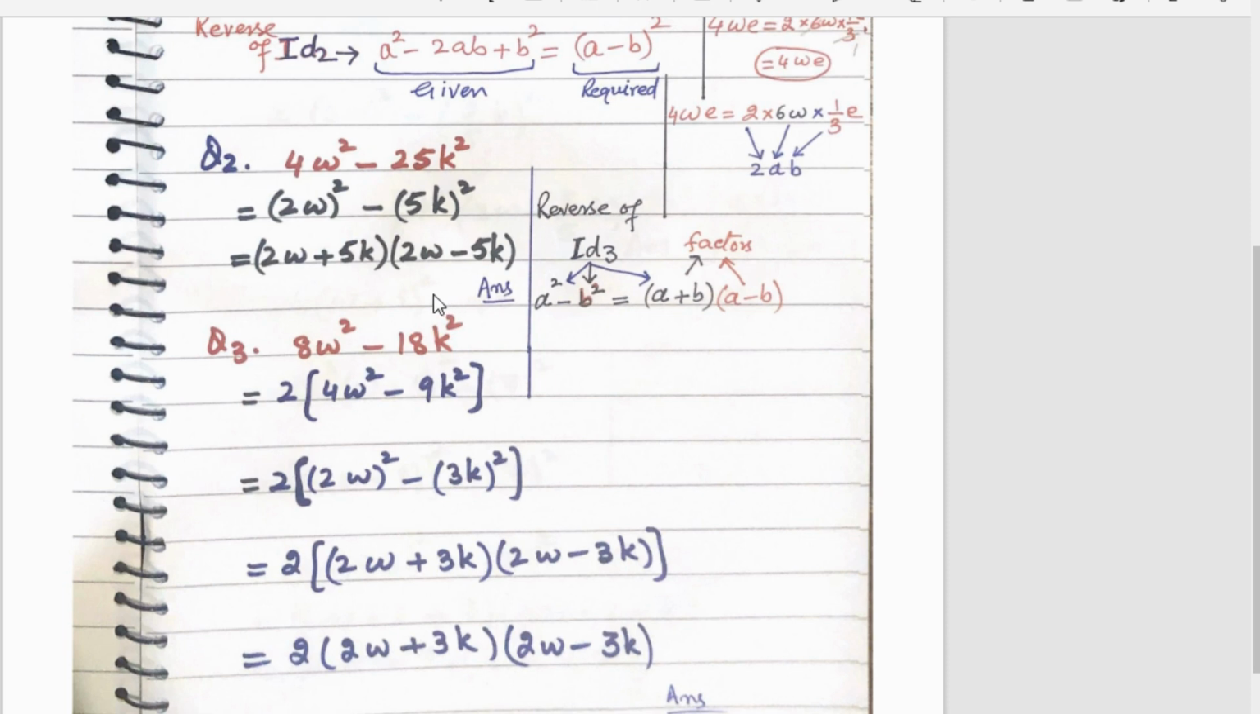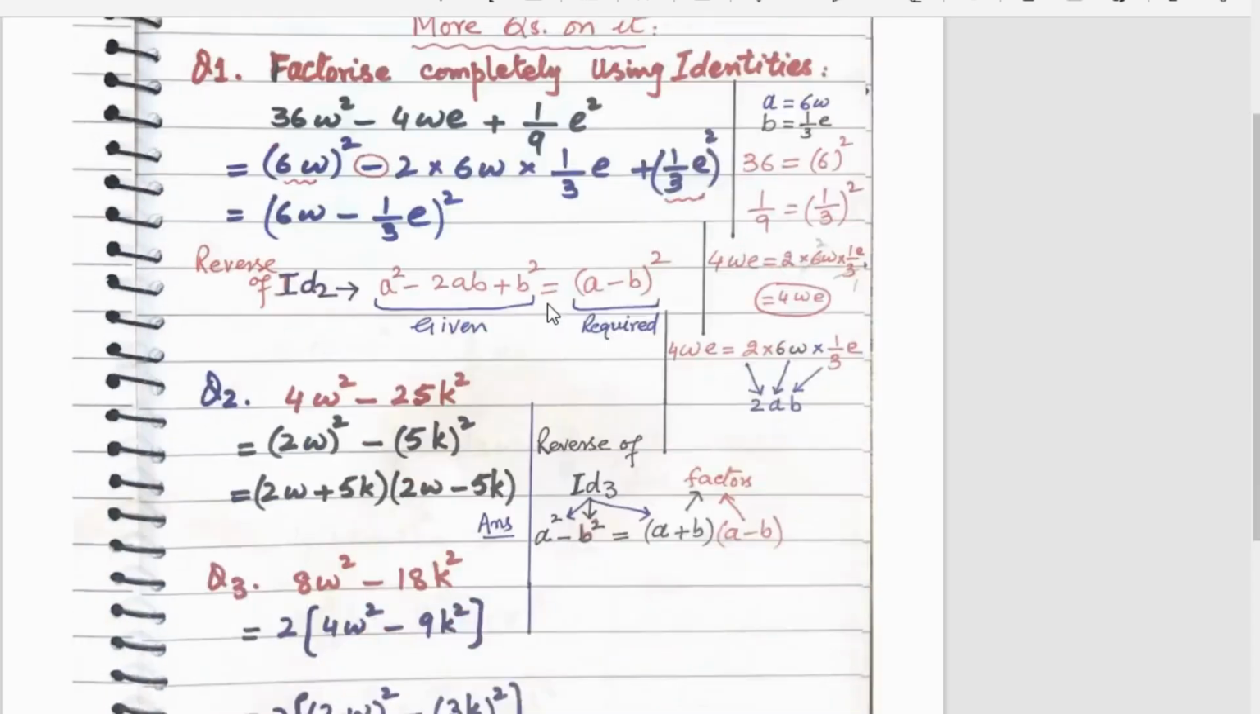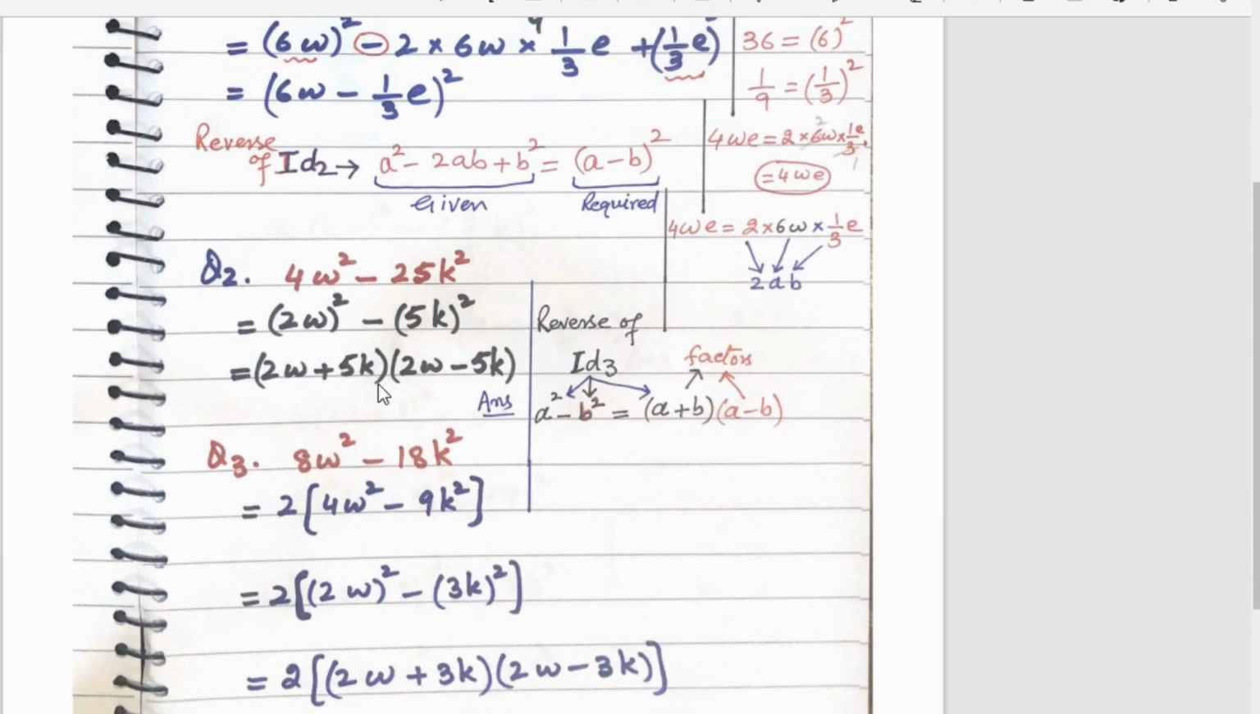This way we use identities to solve questions according to the given instruction using special algebraic identities. So we will factorize completely using identities. That is why we are using these identities, because the instructions are saying this. Now question number 2 is solved, and this was the square of 2, the difference of two squares, and ID 3 is used over here to get this factor form.